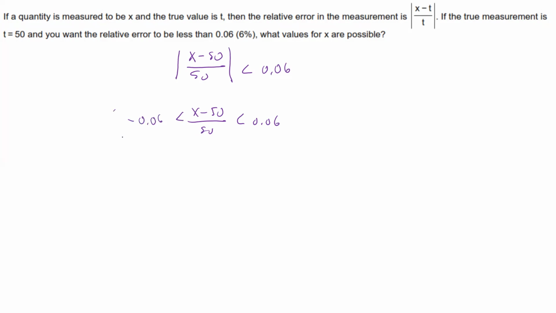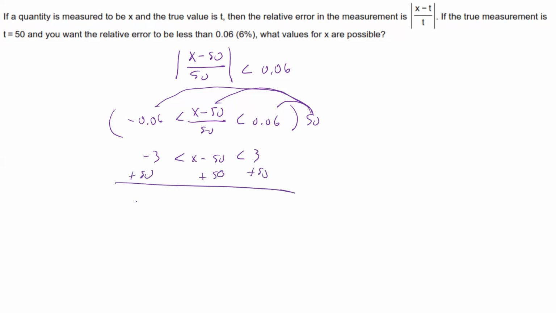Now we're going to multiply the whole thing by 50 to get rid of that. So we're going to take 50 times that piece, 50 times that piece, 50 times that. And so the 0.06 times the 50 is going to give us what? 3. And so we'll have negative 3 less than x minus 50 less than a positive 3. Now we're going to add 50. And so what's that? 47 less than x less than 53.